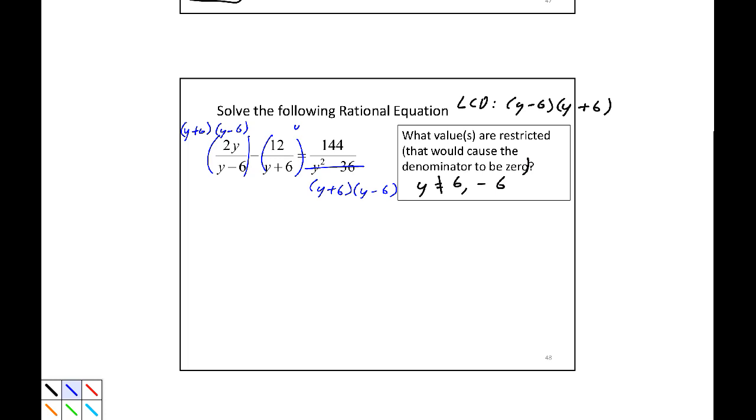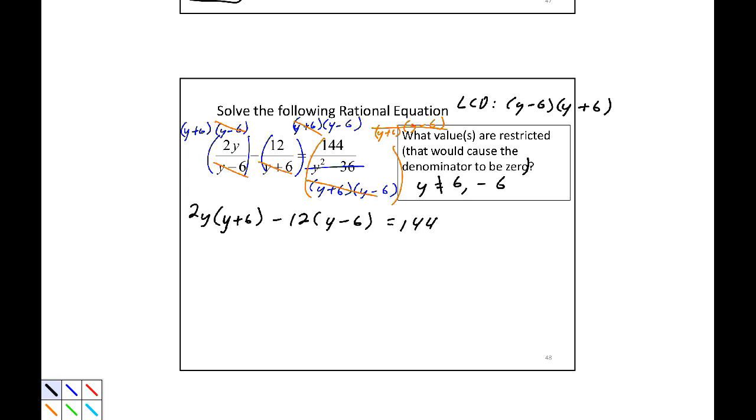Okay, same here, y plus 6, y minus 6. You want to be careful that we don't mix anything up. All right, so multiplying by y plus 6, y minus 6, it appears that the y minus 6 will cancel in the first, y plus 6 in the second, and in the third, the entire expression. So we're left with 2y times y plus 6, okay, minus 12 times y minus 6 equals 144, with that denominator out of the way.